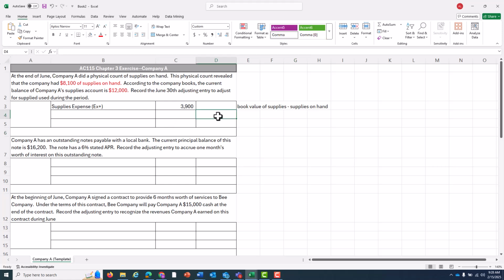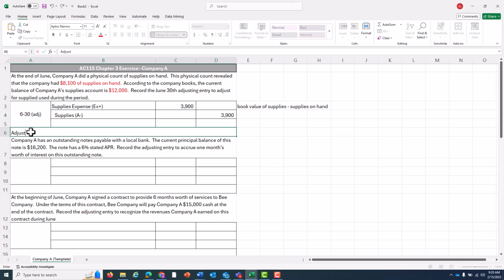And the other thing that needs to change, in this case get credited, is we need to reduce our supplies from what our books are saying that we had, $12,000, down to what we actually have. Well, supplies are asset accounts. Asset accounts decrease on the credit side, so we're going to throw supplies a credit for $3,900. And this is the standard setup for the adjustment for supplies used, which Company A is recording on June 30th. So we're going to have the 6/30 adjustment, and it is the adjustment for supplies used.